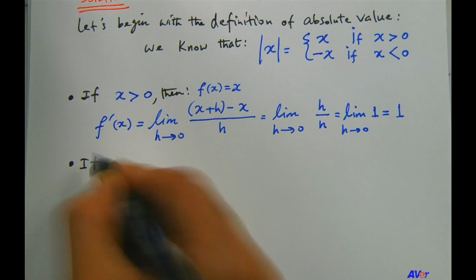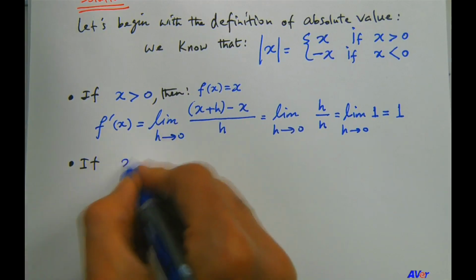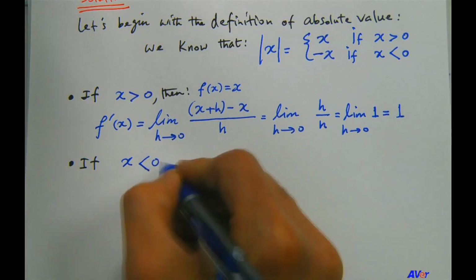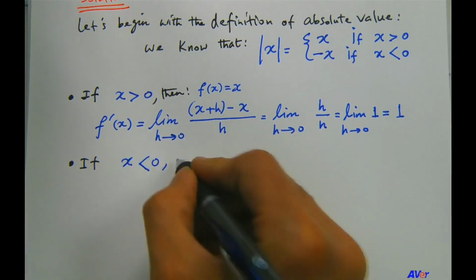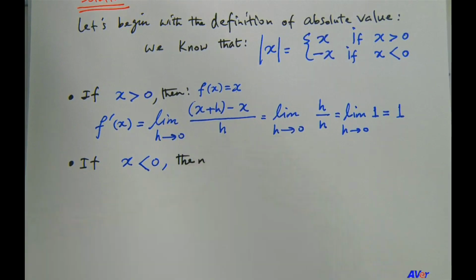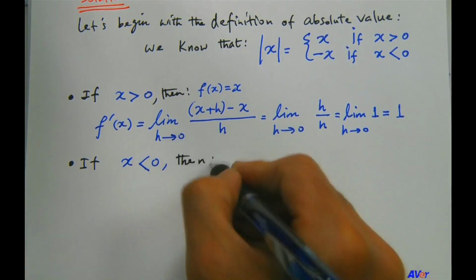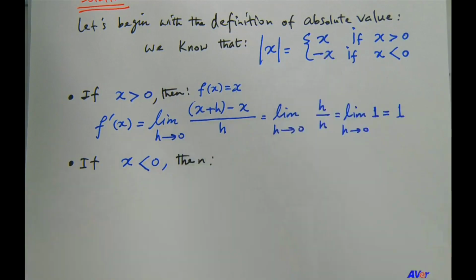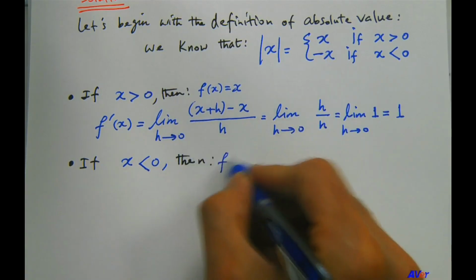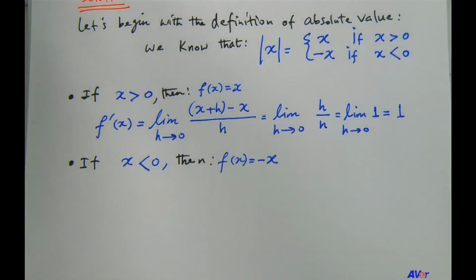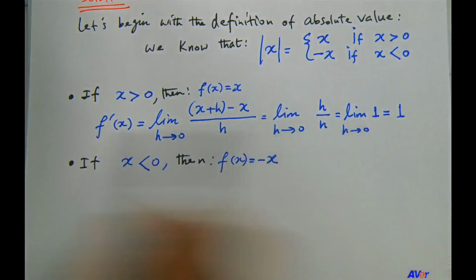So we say if x is less than 0, or something negative, then of course we're dealing with this. So we have f of x, which was the absolute value function, is equal to minus x. Okay, so now let's once again apply the definition of a derivative.